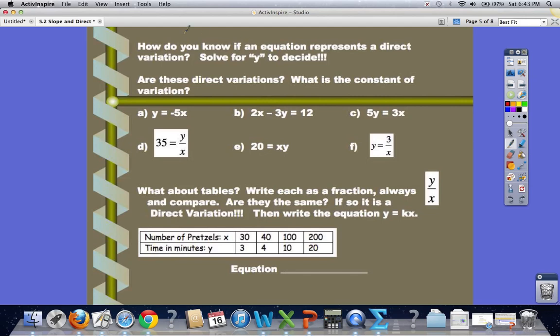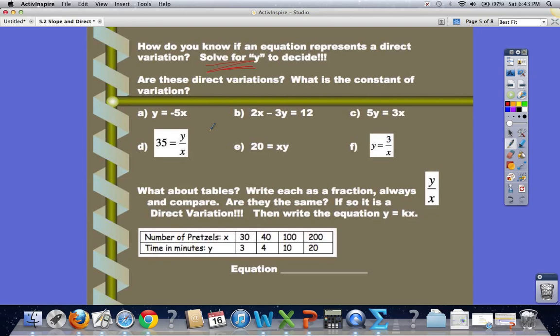All right, so how do you know if an equation represents a direct variation? You're going to be given equations, and you're going to have to know, is that a direct variation? In order to do this, you have to solve for y. If it's not already solved for y, you must do it. So looking at these equations right here, are these direct variations? And if it is, then you're going to tell me what the constant of variation is, or the slope.